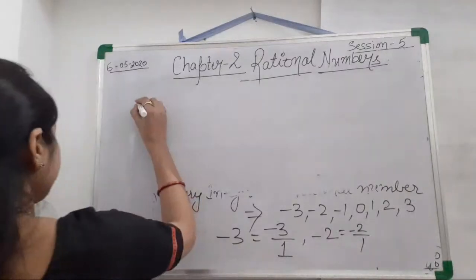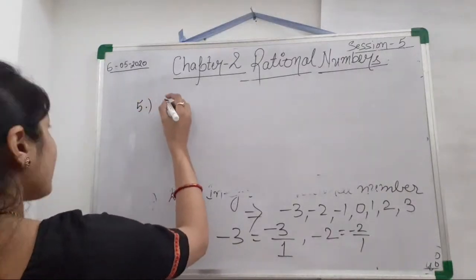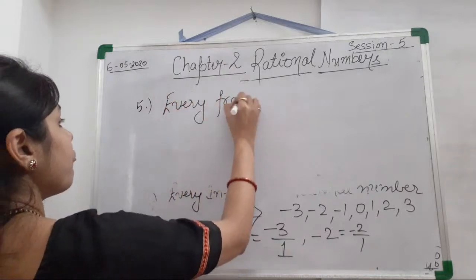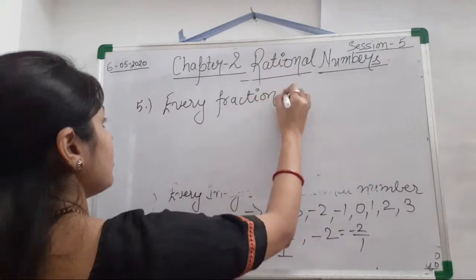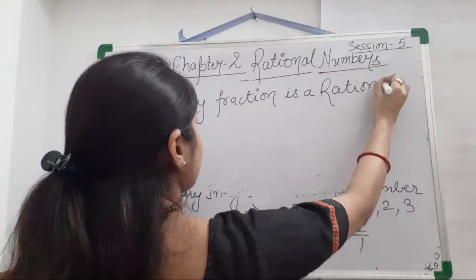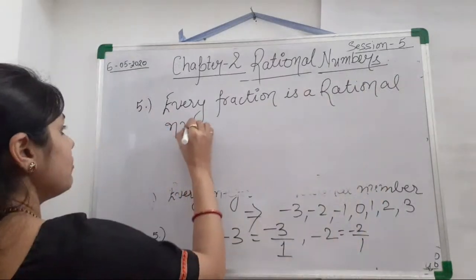Fifth one: every fraction is a rational number.